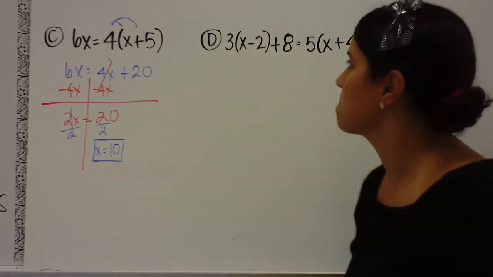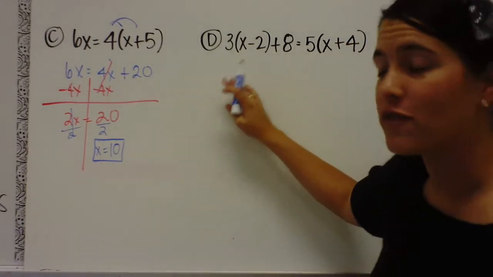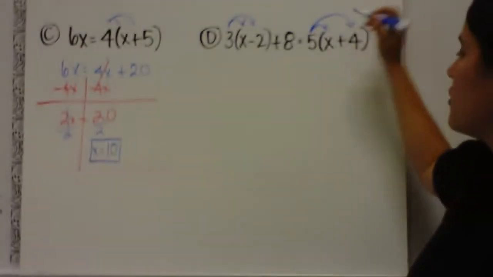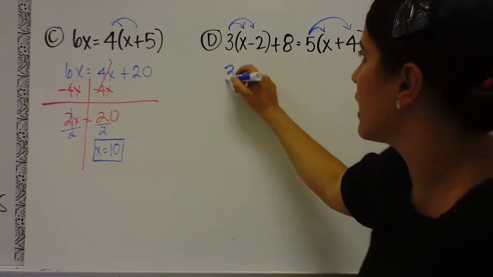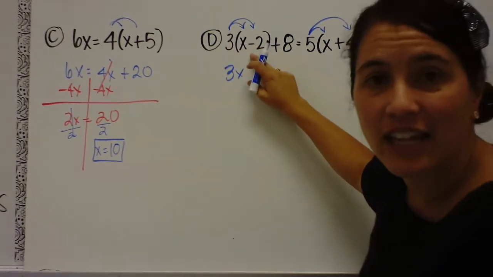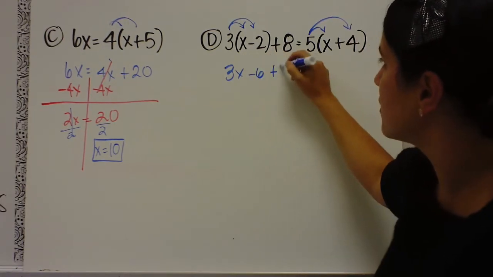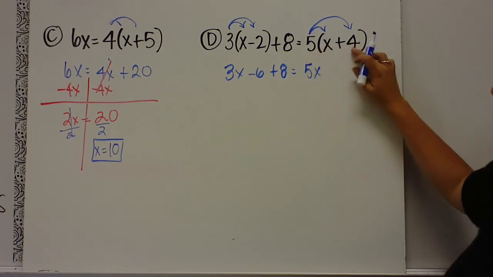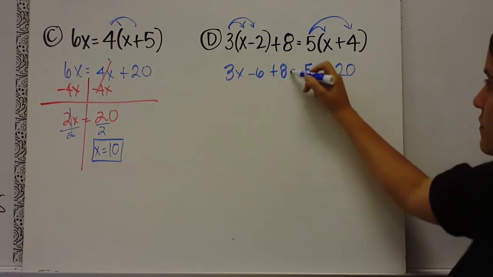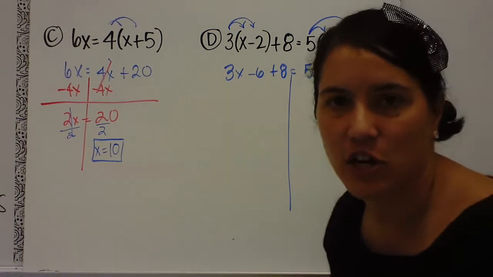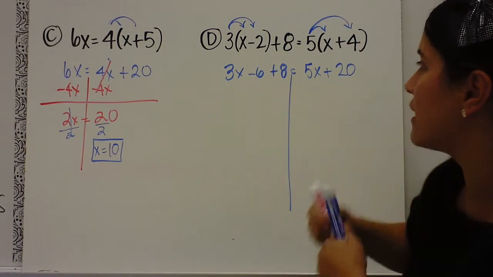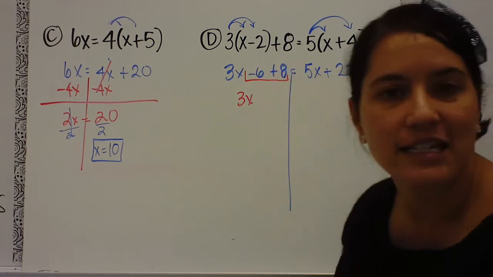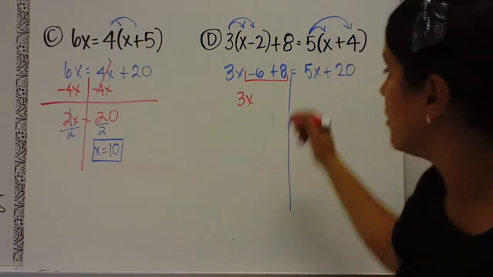All right, example D. I have distributing on both sides. So I'm going to distribute here, and I'm going to distribute here. 3 times x is 3x. 3 times negative 2 is negative 6. 5 times x is 5x. 5 times 4 is 20. Now I combine like terms. Over here I have terms that I can combine. So I'm going to combine negative 6 and 8. Negative 6 plus 8 is going to give me a positive 2.